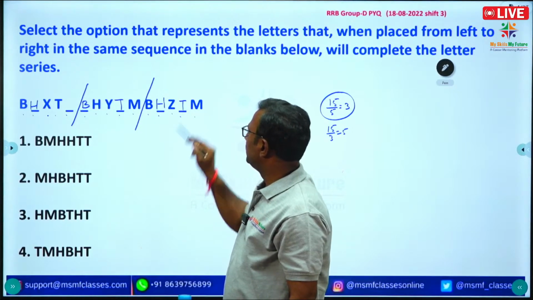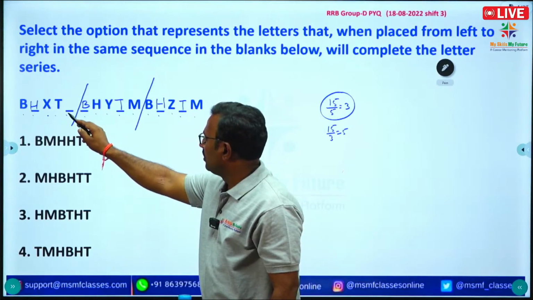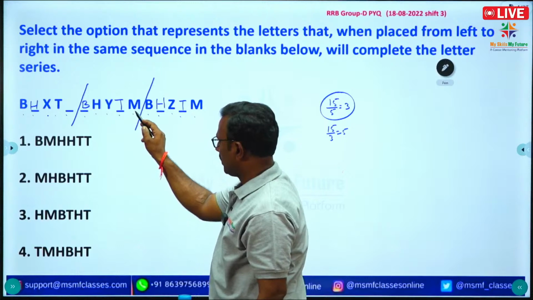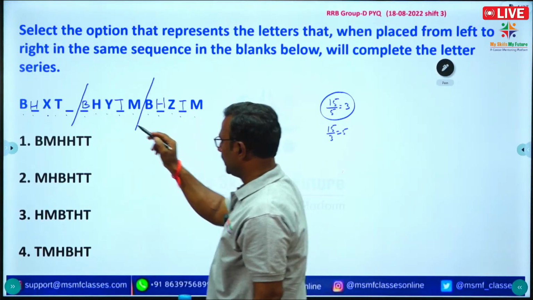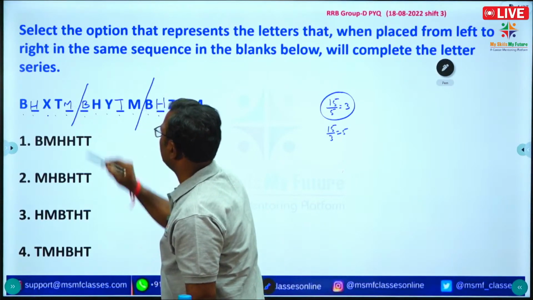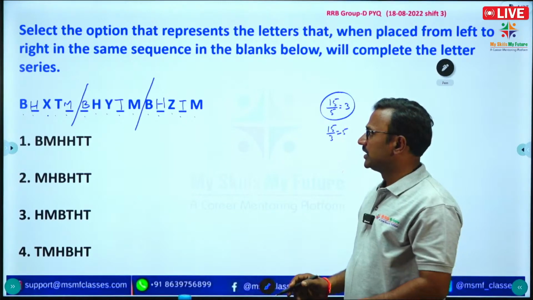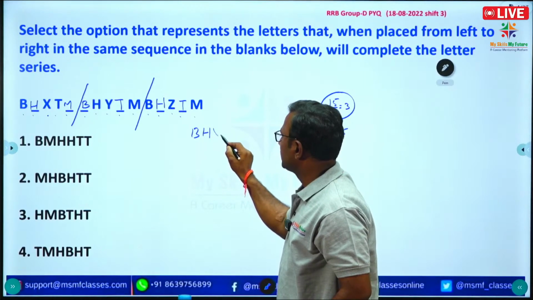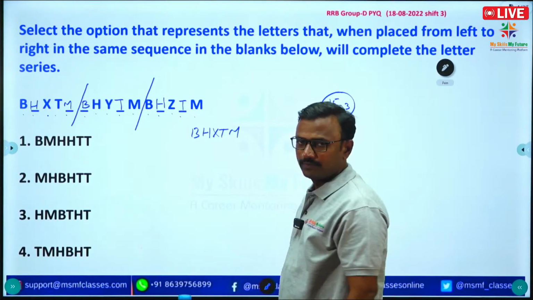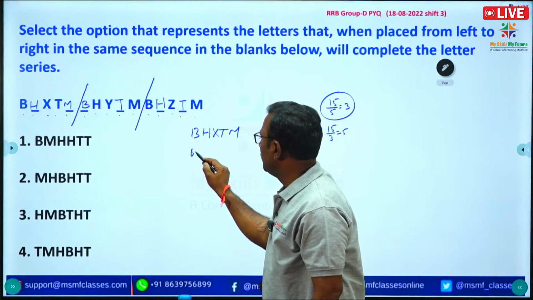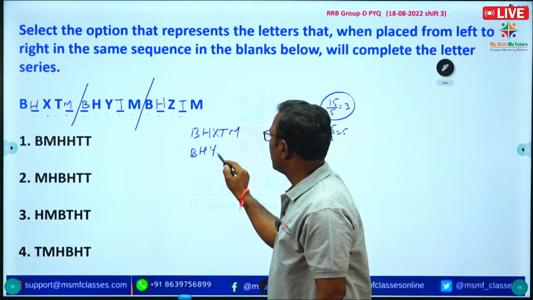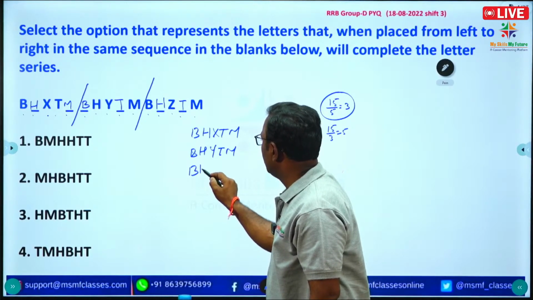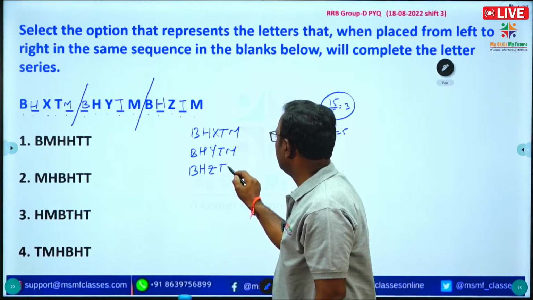Here also we can write T. In the last alphabet of the first set, that is the fifth place, here we have M. Here also we have M. So we can write M. See the pattern of the series: B, H, X, T, M. Next also B, H, Y, T, M, and the next series B, H, Z, T, M.